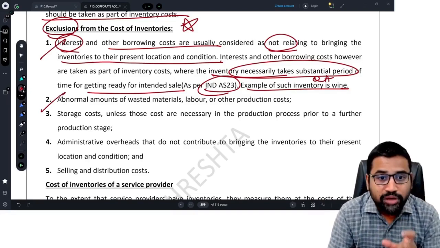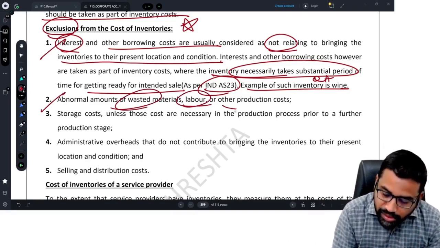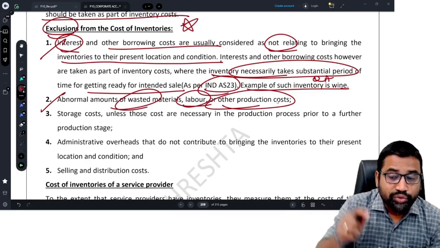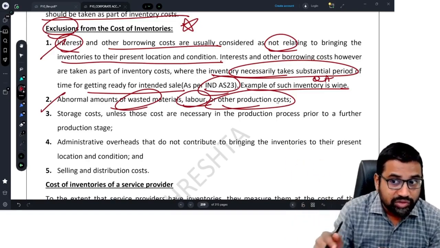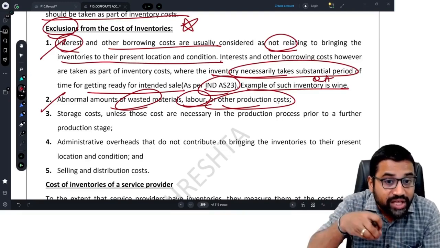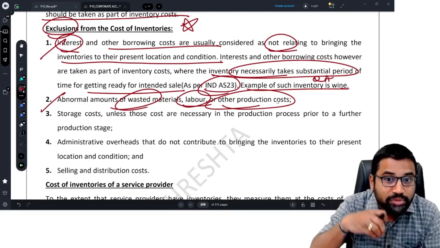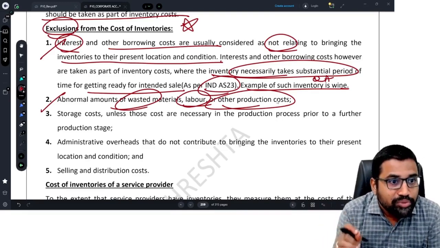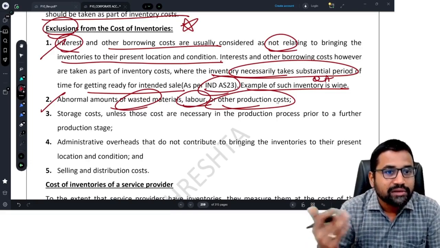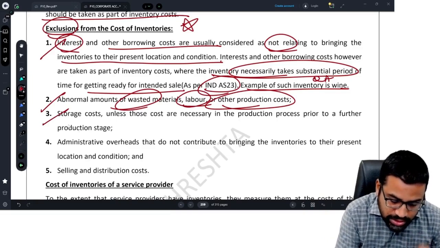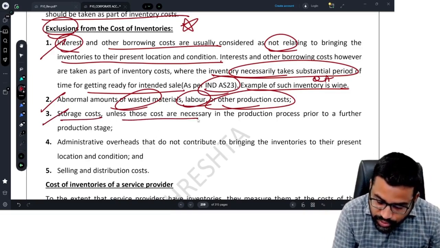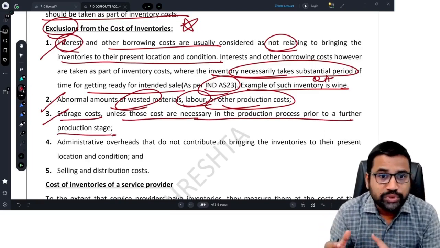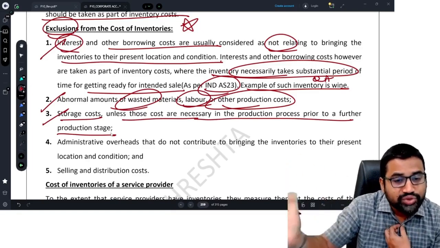Next, second, any abnormal wastage of materials, labor, other production cost, we should not include. The best example we have seen now is the fixed production overheads. Actual or normal, whichever is higher we have taken, not whichever is lower. Suppose you take whichever is lower, what happens is your inefficiency, your abnormal loss, abnormal wastage will be included as a part of cost of inventory. That is not the intention of Ind AS 2. Therefore, any abnormal wastage of material, labor, other production costs, don't include it. And also any storage cost, unless those costs are necessary in the production process prior to a further production stage. Now storage cost, suppose I keep my inventory in the godown, is that storage cost also included?